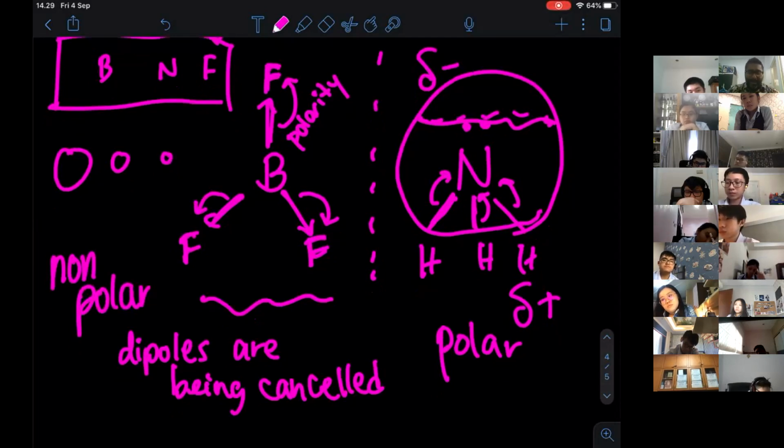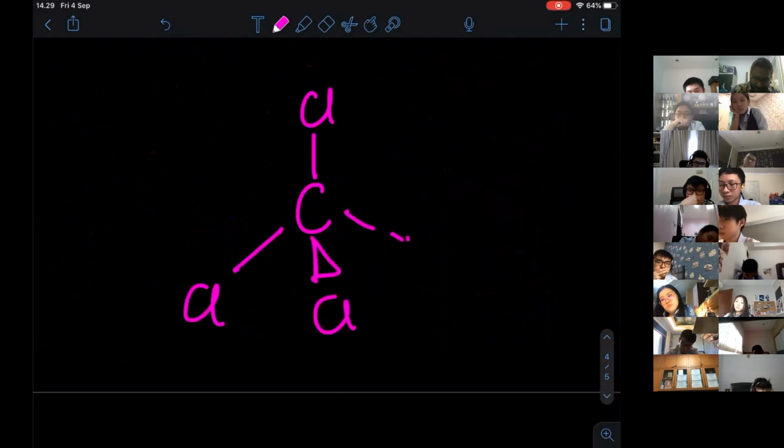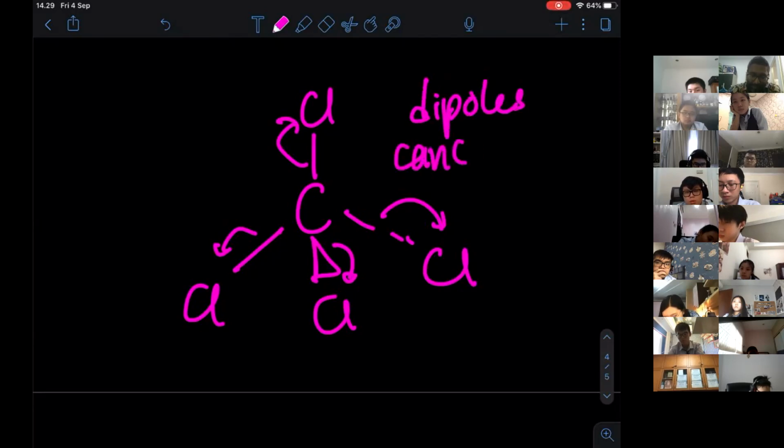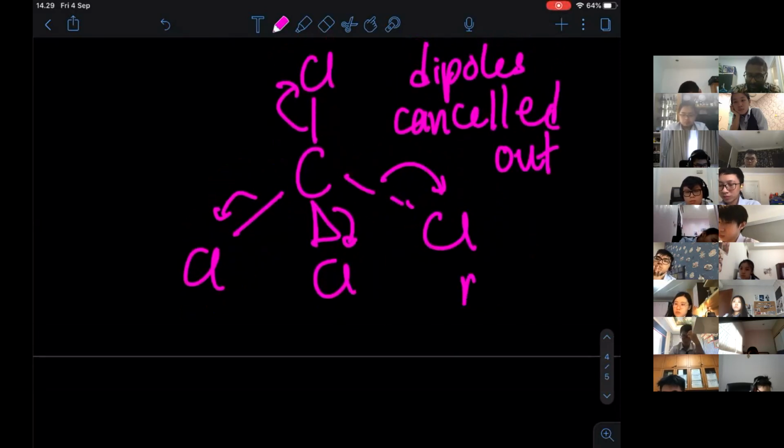Now, another example of cancelling out is like this. If you have Cl, Cl, Cl, and Cl like this, we know chlorine is more electronegative, so they will be pulled towards chlorine. But remember, this is tetrahedral and symmetrical, and in all directions the electrons are being pulled. So these dipoles again will get cancelled out, and automatically this is going to become non-polar.